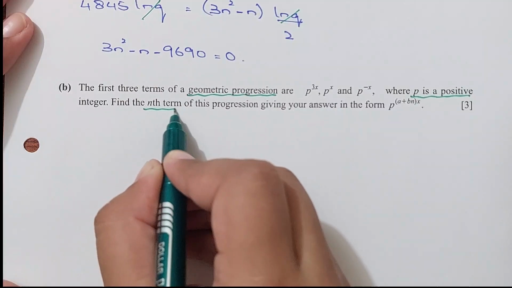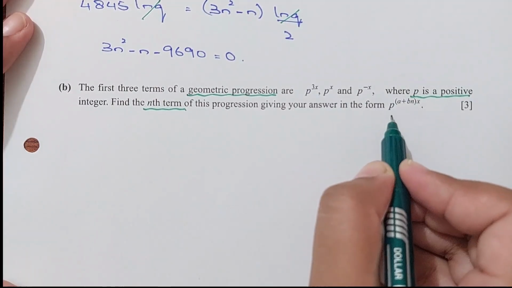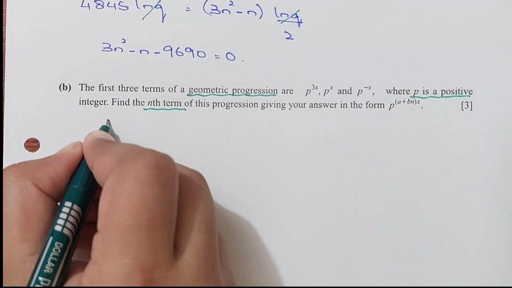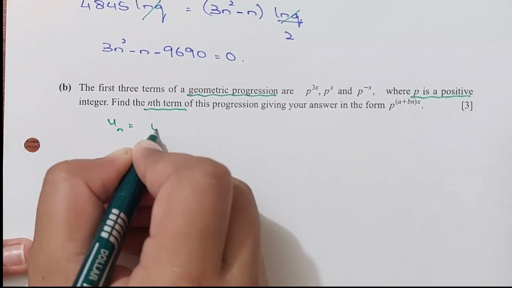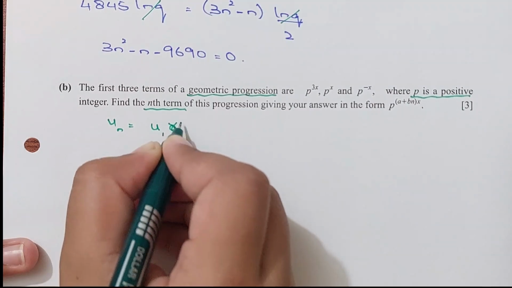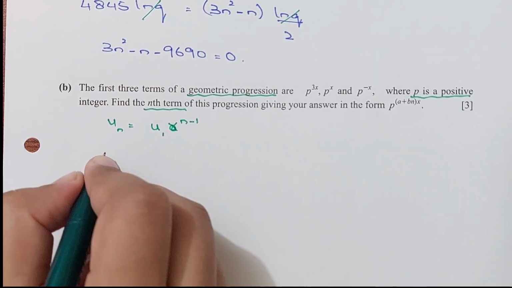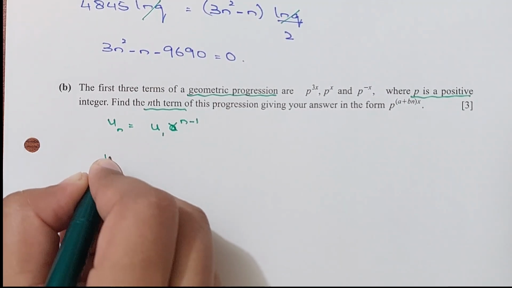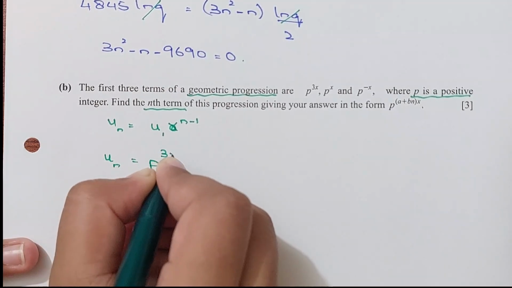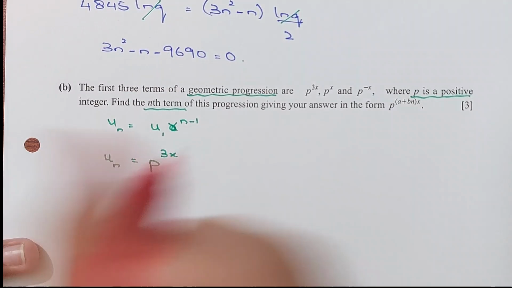Find the nth term of this progression, giving your answer in the form of this. The nth term of a geometric progression is u_n equals u_1 times r to the power n minus 1, right? So the nth term is u_n, which equals the first term p^(3x), and r is the common ratio.